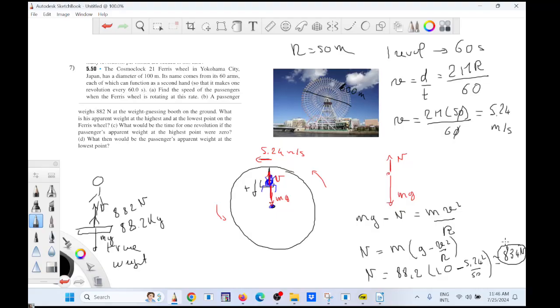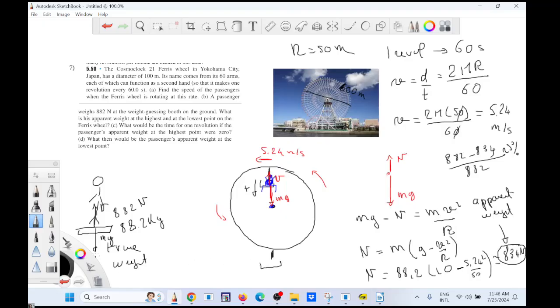Okay, so this is the apparent weight. So if you do 882, the true weight minus the apparent divided by the true one, we get about 5%. So the person will feel 5% lighter.